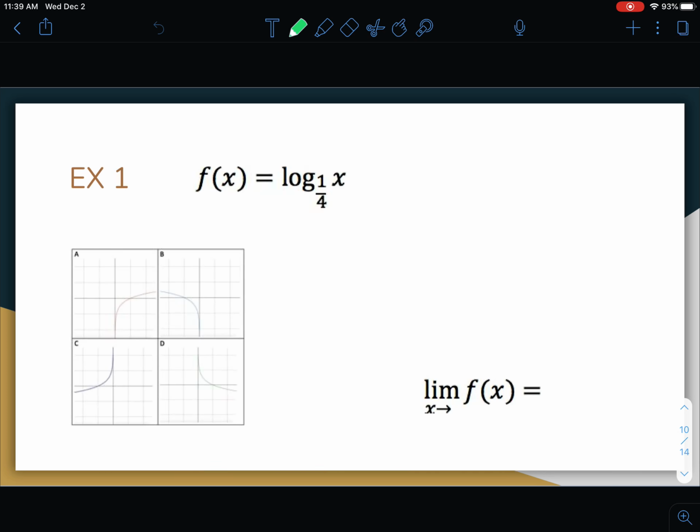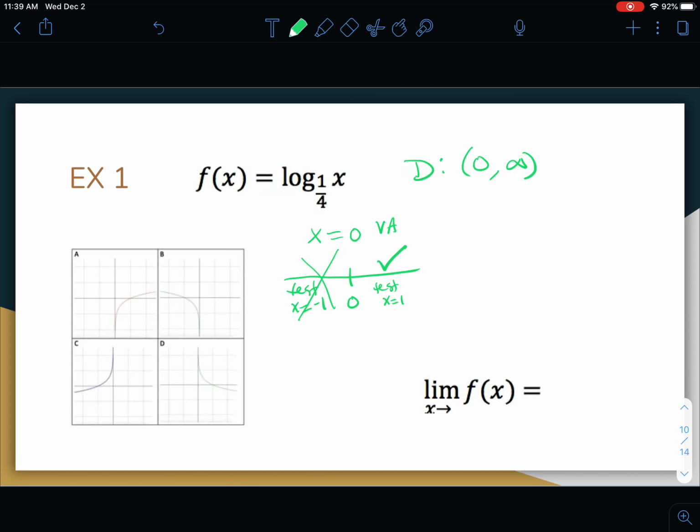Okay, so the first one, we have 4 choices, A, B, C, and D, and we want to know what shape this graph is going to have. So I would first look at the domain. Now the argument is just x, there's not much going on here. So this is our vertical asymptote, and we can test x equals 1 and x equals -1. Of course, we need to make sure the argument is greater than 0, so the right half here is going to be the one that works. So our domain is going to be from 0 to infinity.